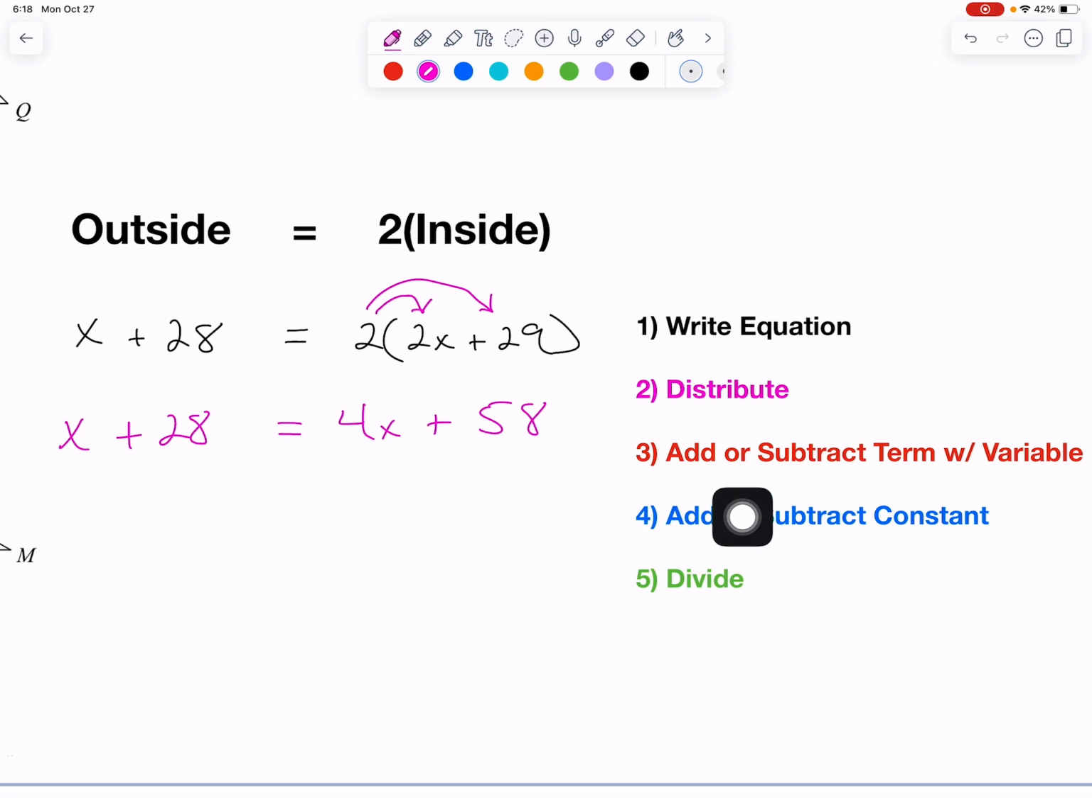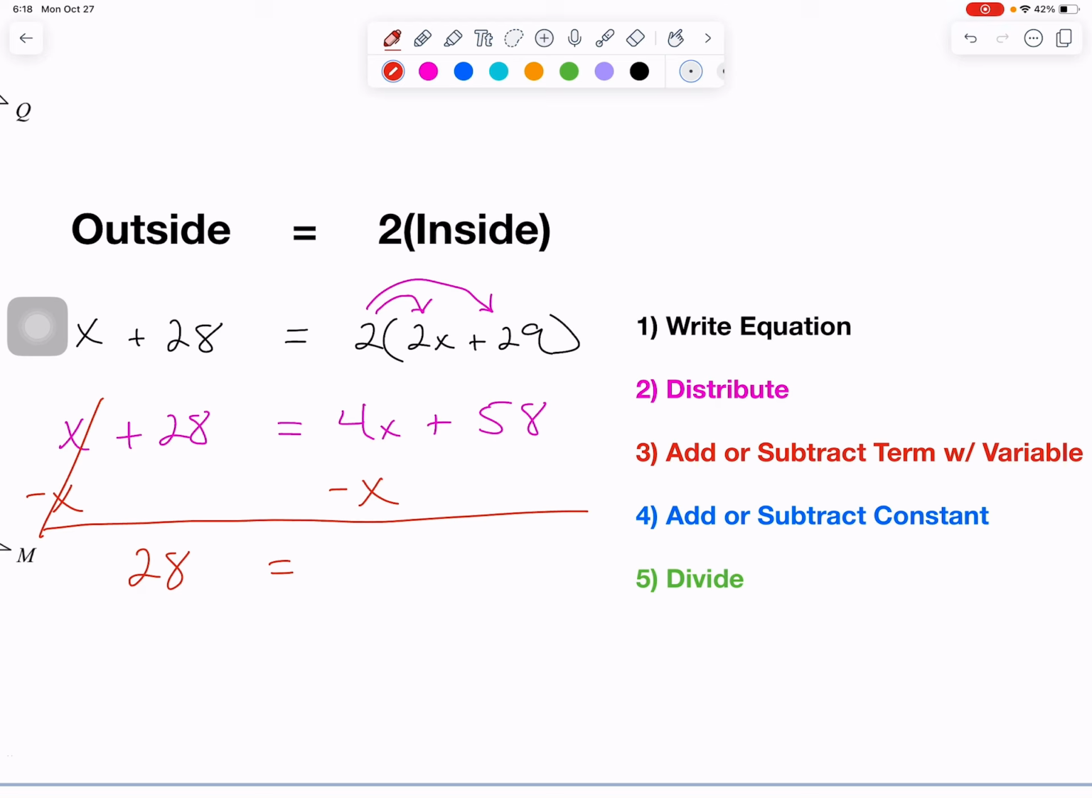And from here, we will add or subtract the term with a variable. You can work right to left to right. In this case, there's a term with a variable on the right side and a term with a variable on the left side. What I like to do is work with the one with least value. So 1 is less than 4. We will subtract 1x from both sides. x minus x, nobody home. Bring down your 28. Bring down your equals. 4x minus 1x gives us 3x. Bring down your plus 58.